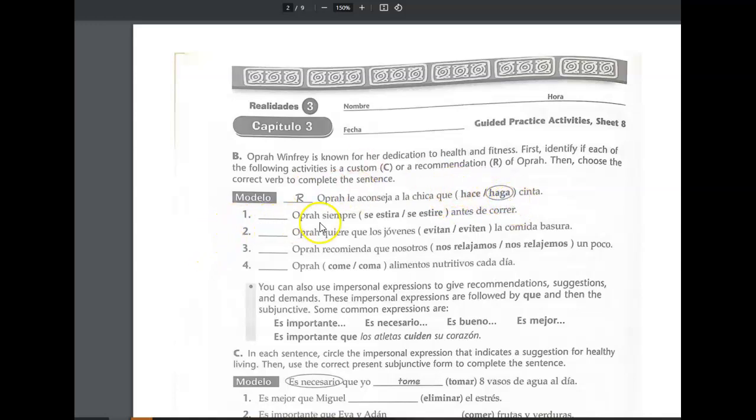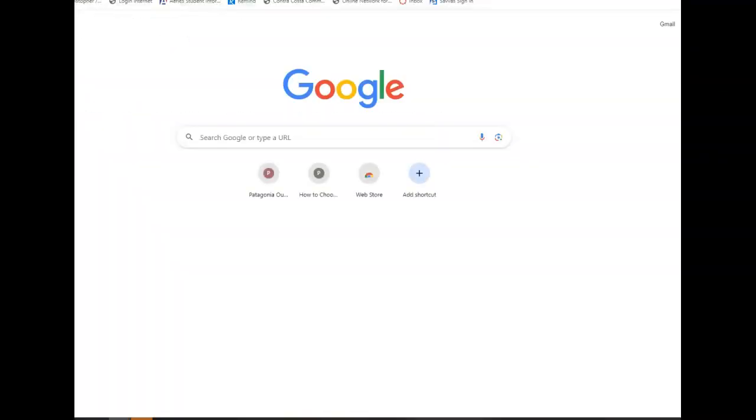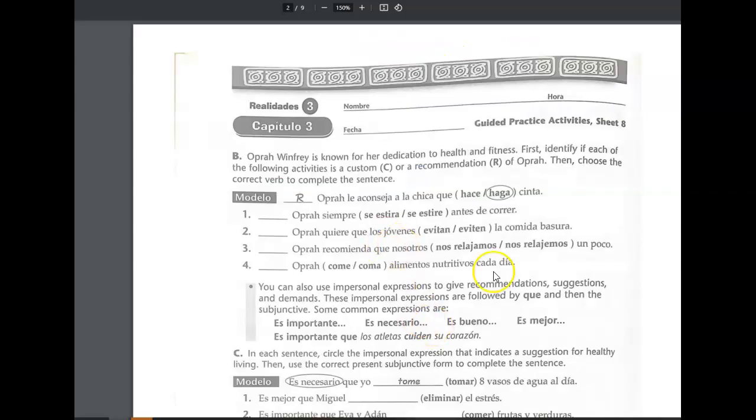Let's do the first one together. Oprah siempre blank antes de correr. Oprah always stretches. This is the verb to stretch, estirarse. By the way, you could also always, I'm sure you know this at this point, go to Spanish Dictionary if the internet wants to cooperate. And then you put in a verb as you see it conjugated, and then it'll tell you what that verb is in the infinitive. As soon as I have functioning internet, I'll do that. And I'll show you guys. And then you can also see the different ways that that verb would be conjugated.